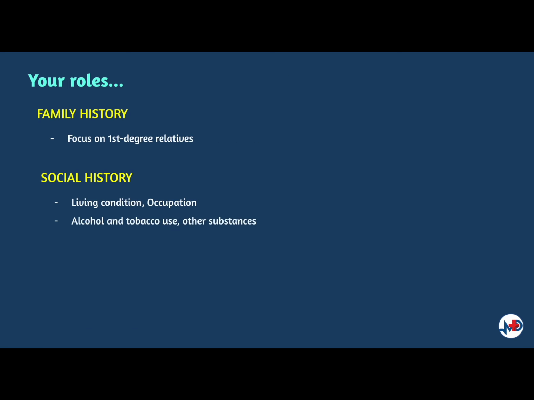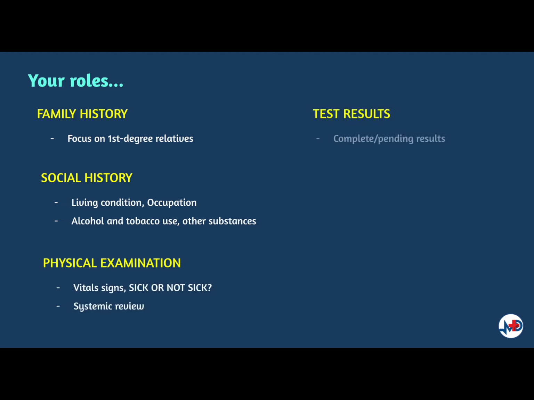When it comes to family history, you may want to then gather more relevant conditions that run in the patient's family with an emphasis on first degree relatives. After the family history comes social history.